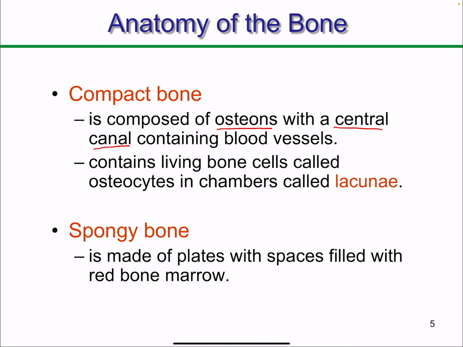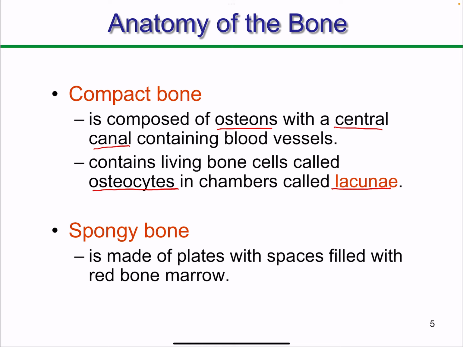Then you are going to have that in the osteons, there are some little chambers that contain the bone cells. The little chambers are called lacunae. One lacuna, several lacunae. And the cells contained in these chambers are bone cells. And these bone cells are called osteocytes, right? Now, again, the compact bone is going to be very abundant in the shaft of the long bones.